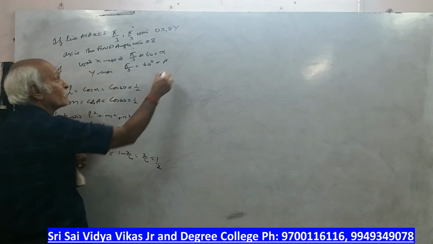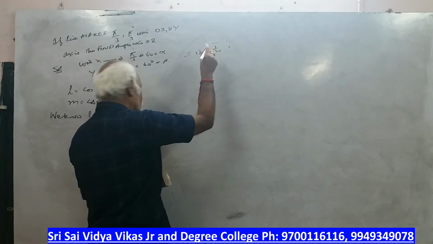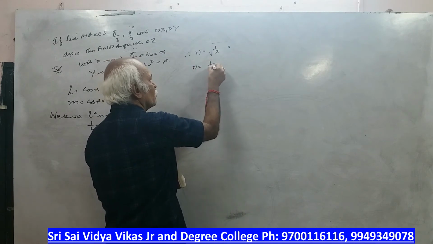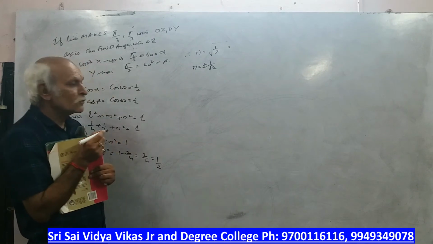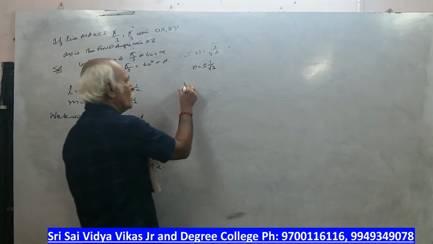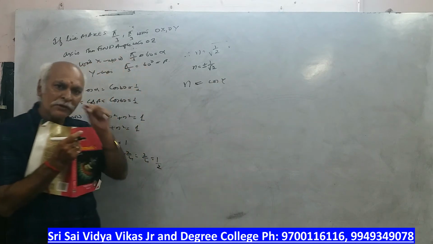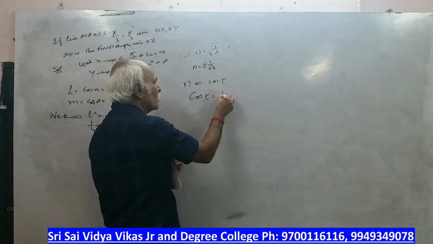Therefore, n is equal to root of 1 by 2. So n is equal to what, sir? 1 by root 2. So plus or minus I am writing. So n is equal to plus or minus 1 by root 2. But what is n? Cos gamma. So cos gamma is equal to what, sir? Plus or minus 1 by root 2.